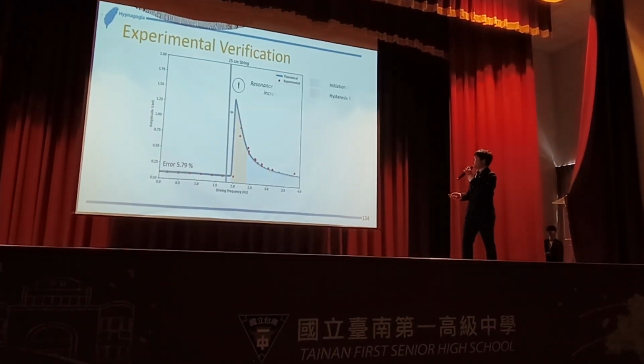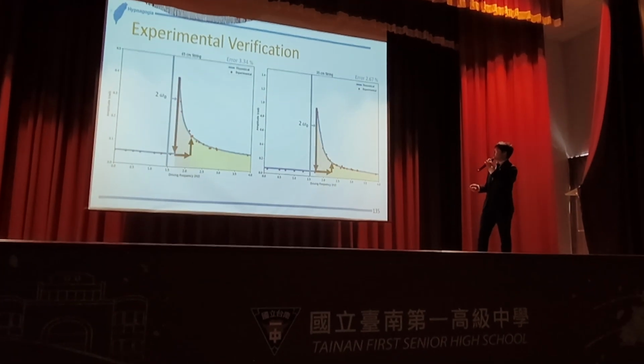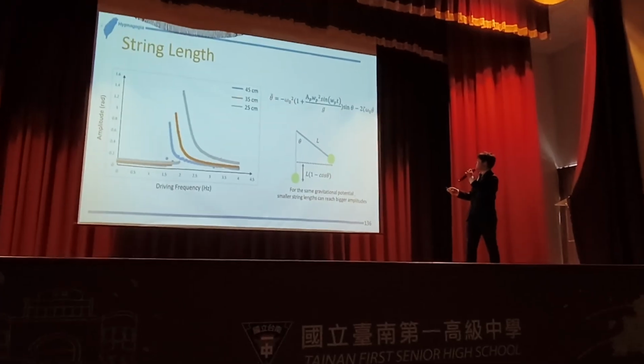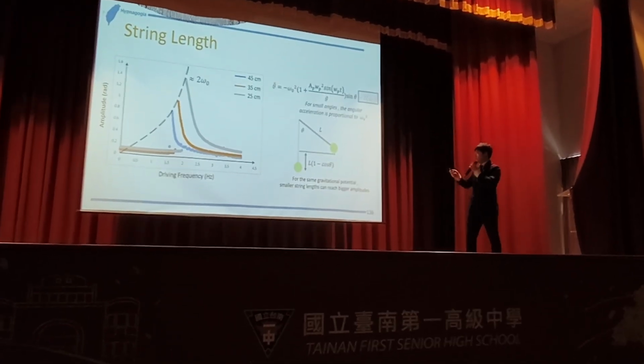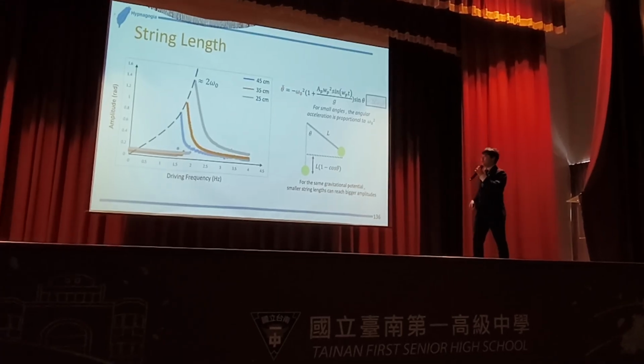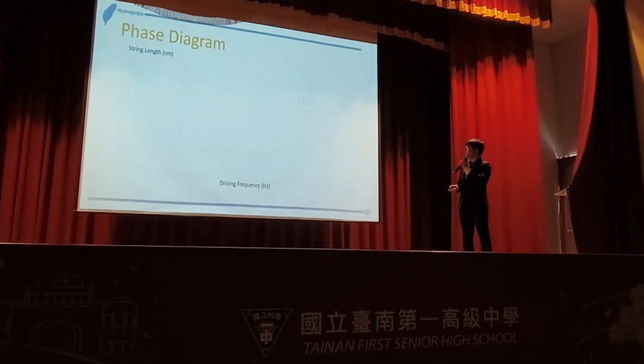We have verified this using 25 centimeter, 35 centimeter, and 45 centimeter strings. Analyzing the difference in string length, we can see that for smaller string lengths, we can reach larger amplitudes. This is because for the same gravitational potential, smaller string lengths can reach bigger amplitudes.